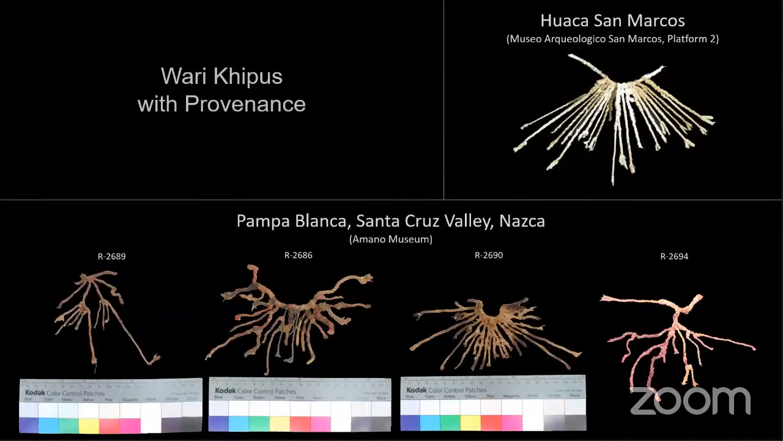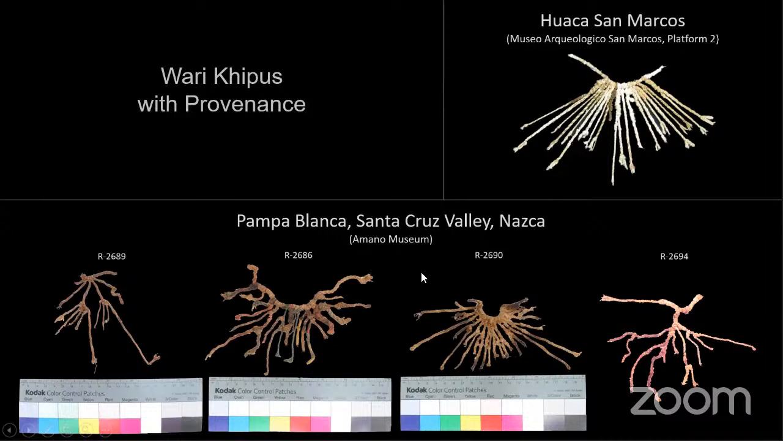Wari Khipus are the most colorful of all the Khipu traditions and are distinguished from Inca Khipus by their use of wrapping and brightly colored subsidiary cords. Inca Khipus are not wrapped. There are only about 40 examples of Wari Khipus if one includes parts of Khipus, some of which are just a single cord. Most Wari Khipus have no known provenance. Those that do, the few that do, are shown here.